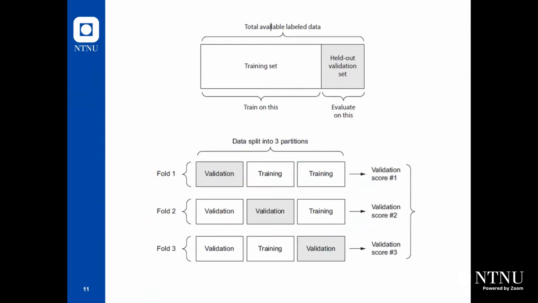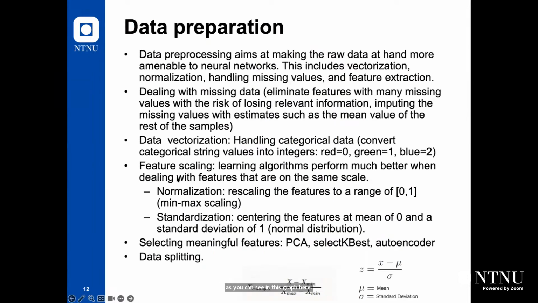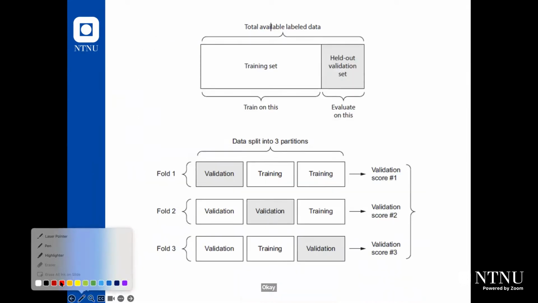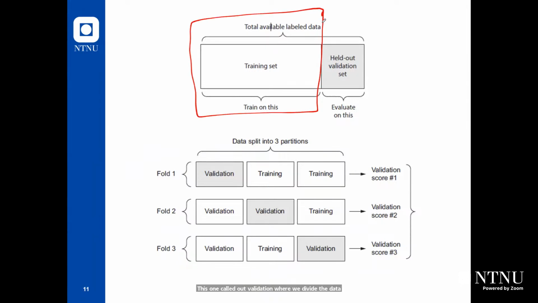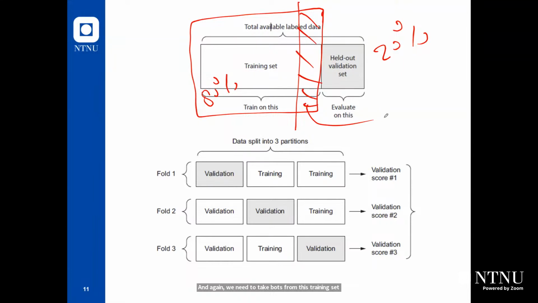Okay. So this is in fact a holdout validation, as you can see in this graph here. In holdout validation we divide the data into parts, but we need to shuffle it first. Maybe it's 80%, 20%. So 80% will be used for training, and maybe 20% will be used for testing. And again, we need to take a part from this training set for validation, maybe 10% or 15%.